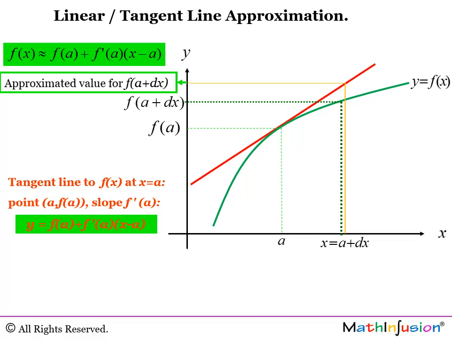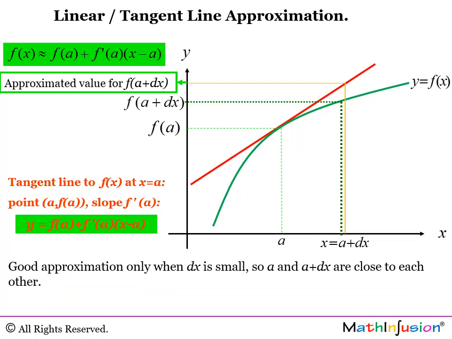We can conclude then that f of x can be approximated by f of a plus f prime of a times (x minus a), which is exactly the value of the tangent line at x, which is f of a plus f prime of a times (x minus a). It is a good approximation only when dx is small. It means that a and a plus dx are really close to each other.